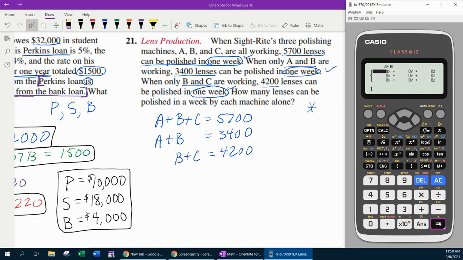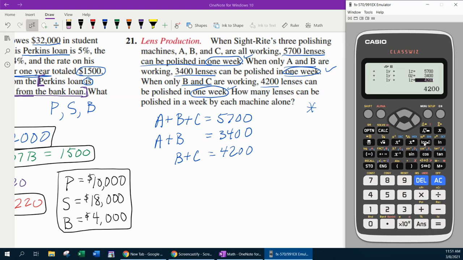For the first equation, the coefficients are all ones, and the constant 5,700. In the second equation, A and B, which correspond to X and Y, have coefficients of 1. Z, which is C, we have to put 0 because there is no C. The constant is 3,400. And for the last equation, there is no A. So X is 0, but Y and Z are 1. And the constant is 4,200.